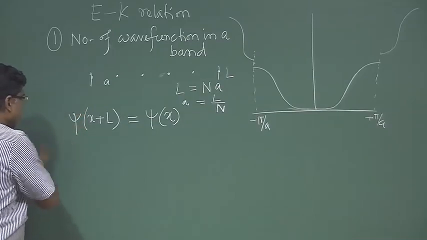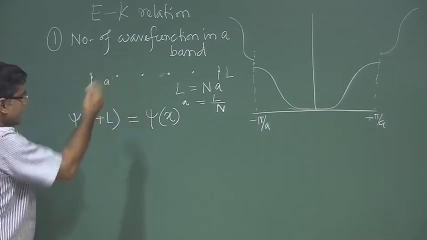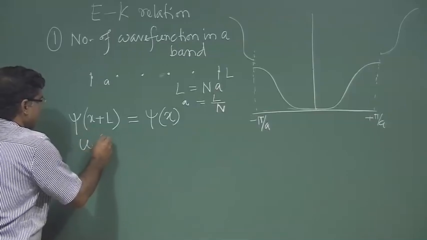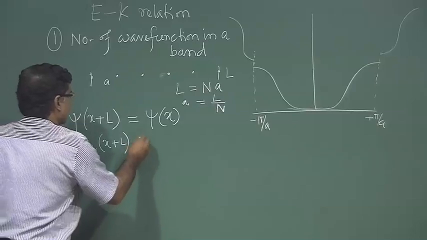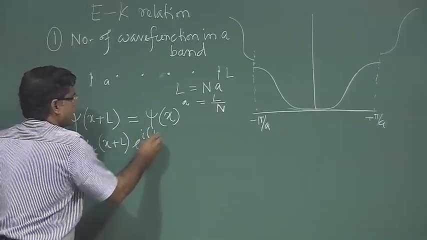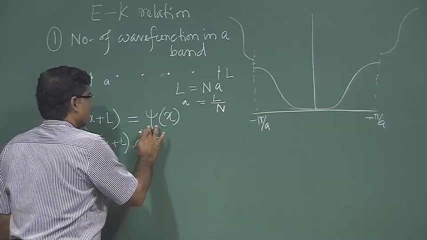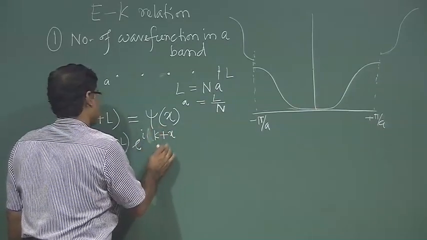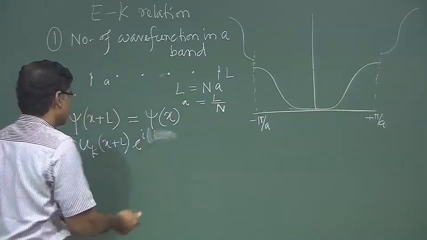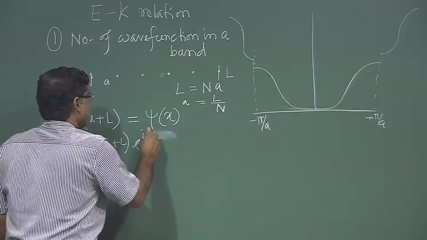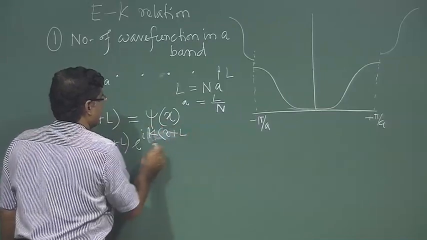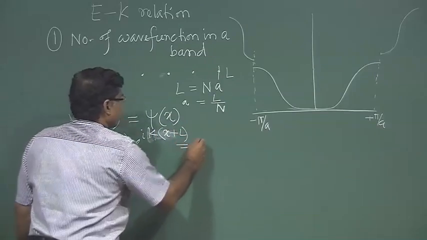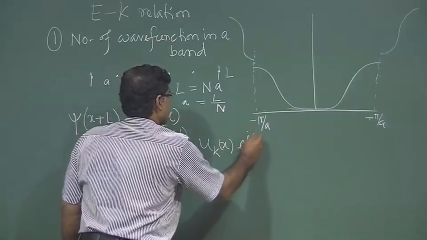The Bloch function, this wave function for a periodic potential: u_k(x plus L) e to the power i k (x plus L) must equal u_k(x) e to the power i k x, right.